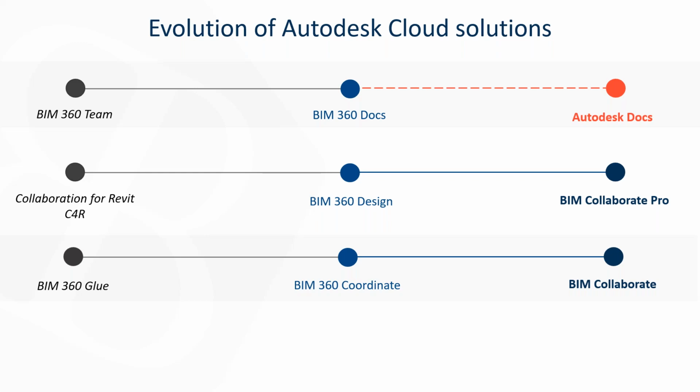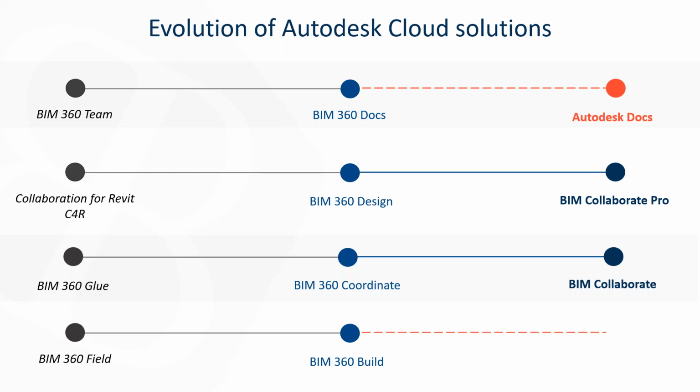Then from a field management point of view, how we really connect the office to the field, we had BIM 360 Field, which changed to BIM 360 Build, and now there's a new evolution of that, which is just called Autodesk Build. Lots of names, lots of changes over a couple of years. You might still be confused.